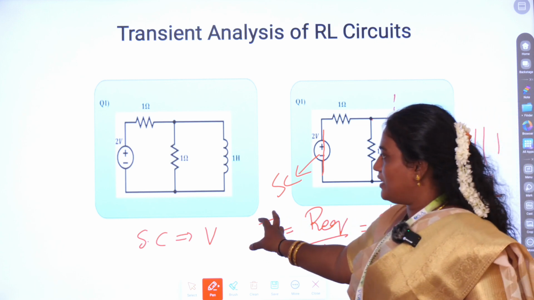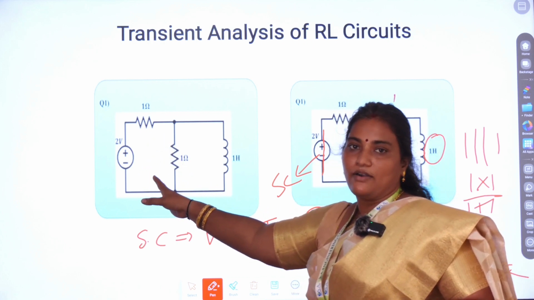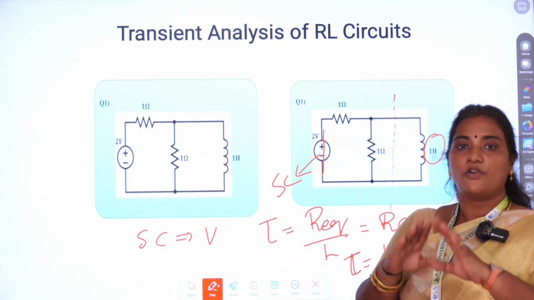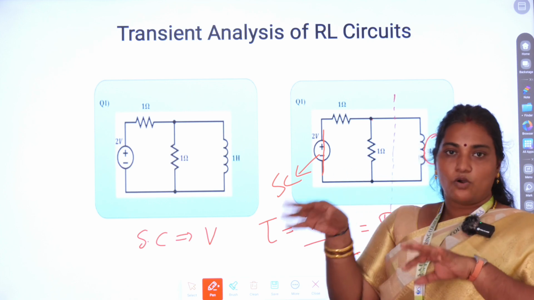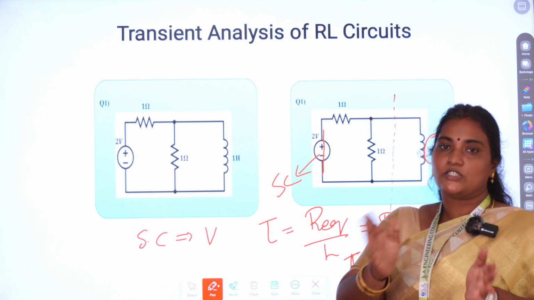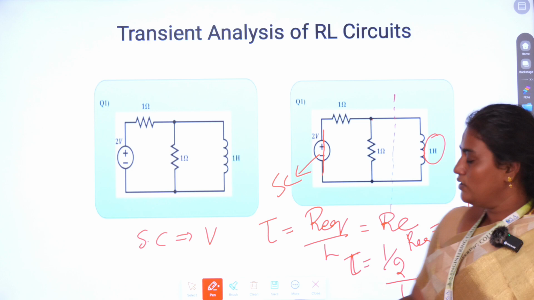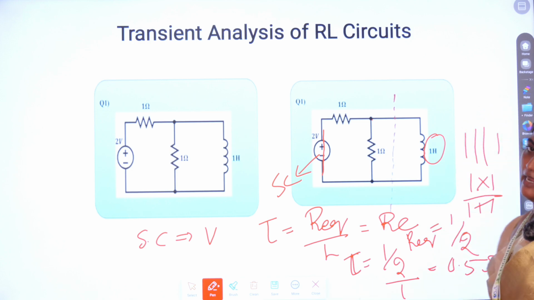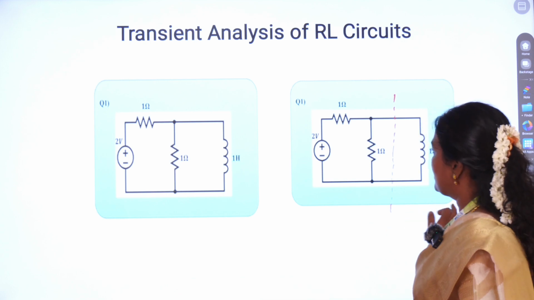So transient time indicates this supplied voltage. This 2 volt is your supplied voltage. Before that, 1 voltage will be flowing across the circuit. So what is the time that is required to switch from that voltage to 2 volt? That is called as your transient time. So it takes 0.5 seconds. So we will move on to the next problem.